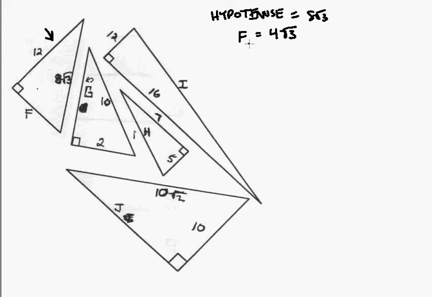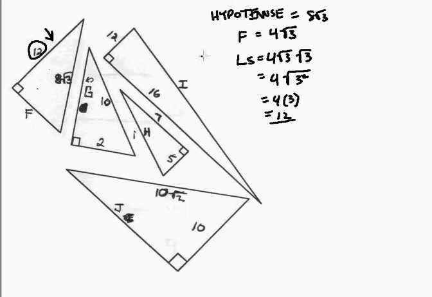So let's see, if 4 square root of 3 is the short side, that means the long side would be 4 square root of 3 times the square root of 3. Well, the square root of 3 times the square root of 3, the square roots cancel out, leaving you with 4 times 3, which is 12. Oh, it is. Look at that. That's 12. Therefore, I'm guessing that f is 4 times the square root of 3.